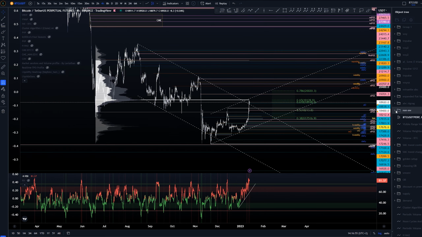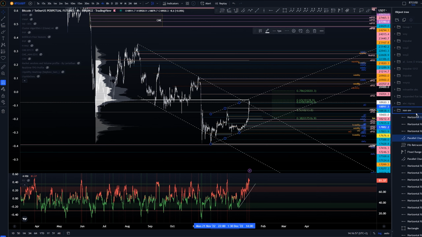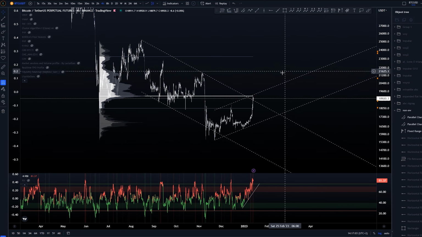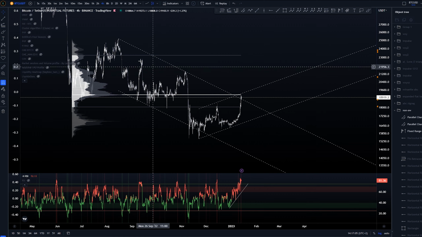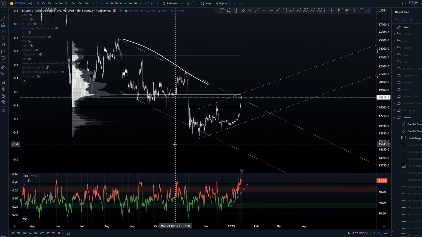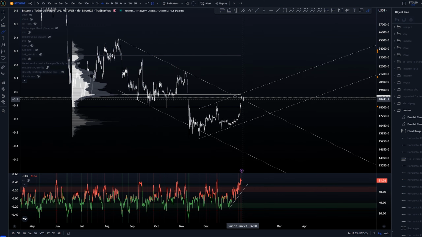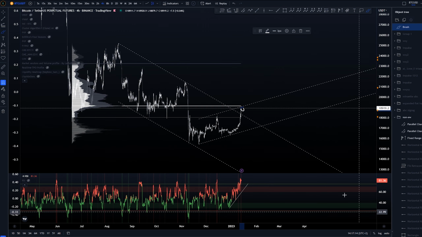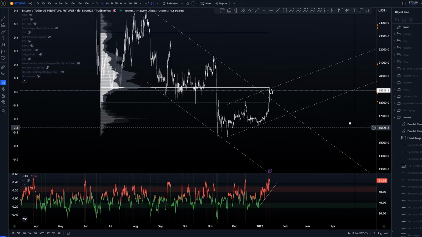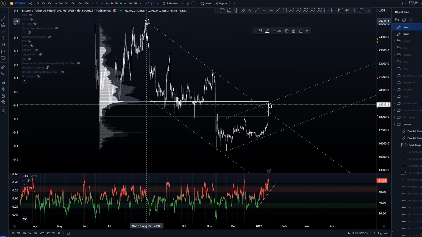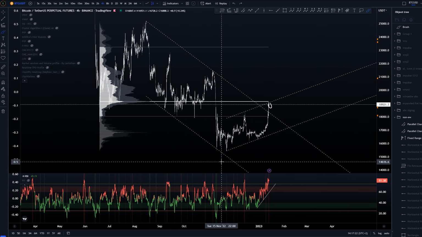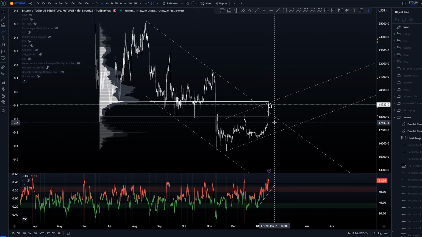Maybe I should actually just isolate these. So this one, and this one, and let's get them here. So overall, what we got is that we had this channel coming downwards, where we now broke out of. Let's see, that's better. So this is again arithmetic scale. So this was again pivoted from these highs against these lows. We had support from here, validating basically the channel.